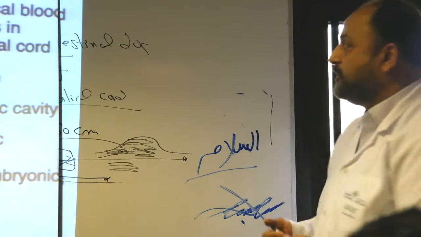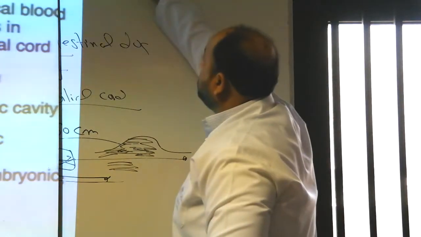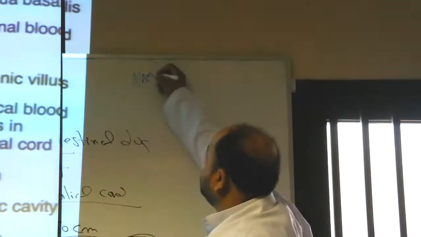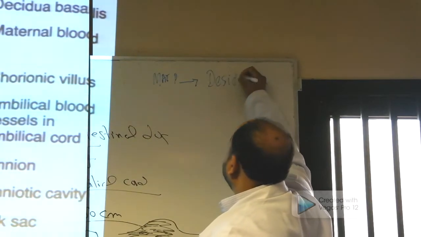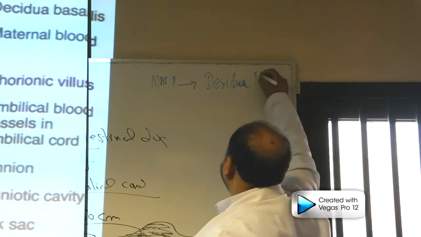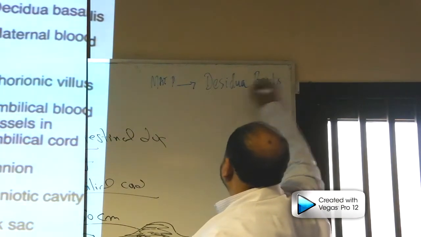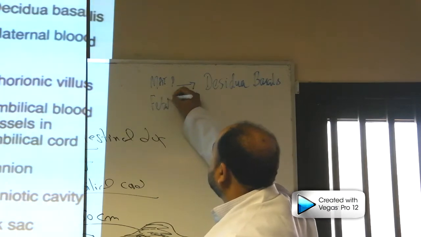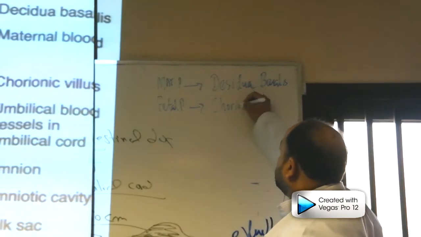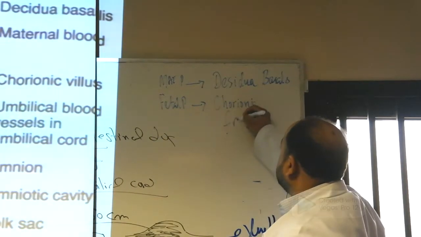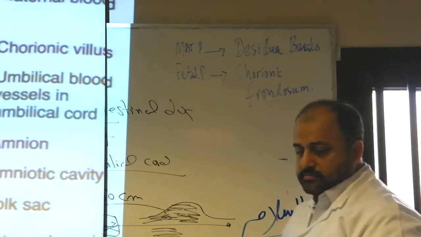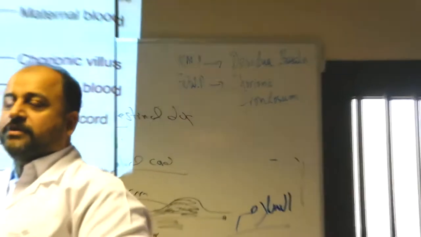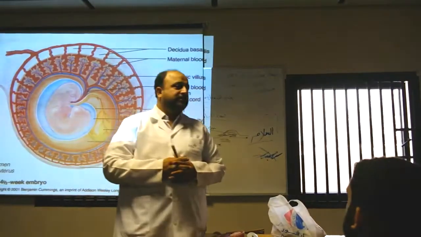What is the name of the maternal part? It is called decidua basalis. And the fetal part? Chorionic frondosum. Okay, how many parts of decidua? 3 parts, very good. What are the 3 parts of decidua?